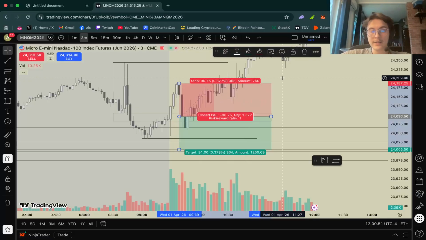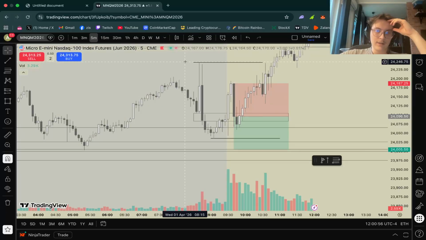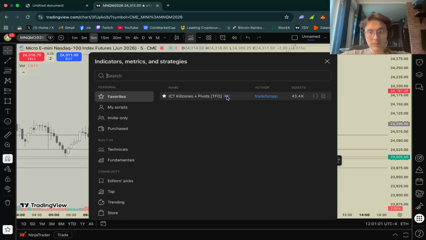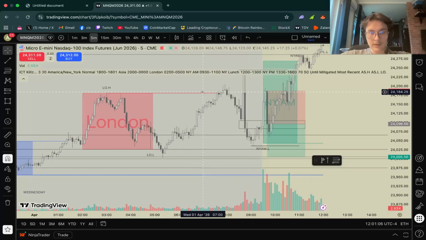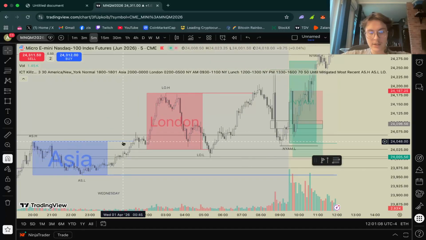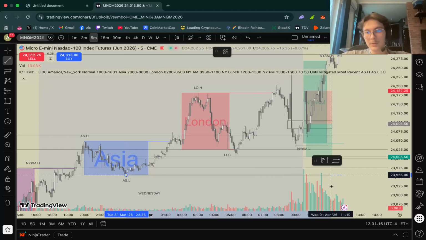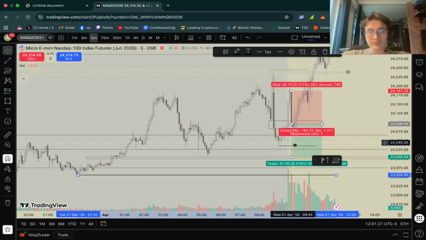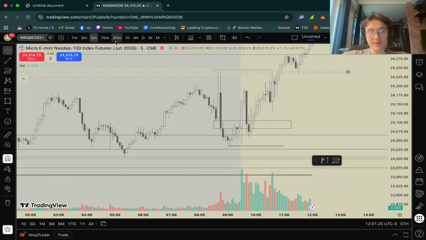But I didn't take this because it made no sense to me, considering we didn't sweep any highs or lows. If I put on the kill zones, the London high got taken out, the Asia high got taken out, London low got taken out. The only thing left was Asia low, which is also why I was leaning bearish and would be looking for shorts, if anything. But I didn't take this. Luckily, I would have lost this. But in general, I think this was a decent setup.